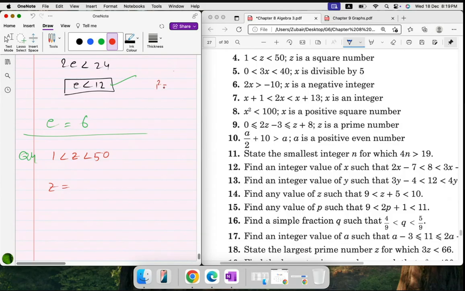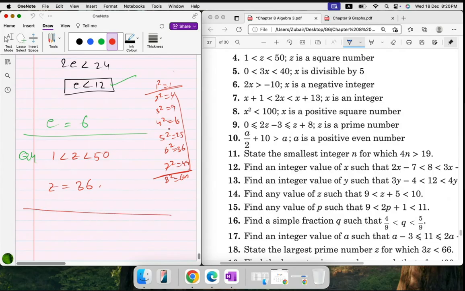1 squared is 1, 2 squared is 4, 3 squared is 9, 4 squared is 16. So any square number. 6 squared is 36. 7 squared is 49. 8 squared is 64, so this is out. And 1 is not acceptable because z is greater than 1. So any number out of these: 4, 9, 16, 25, 36, 49. I'm writing 36. Any square number.